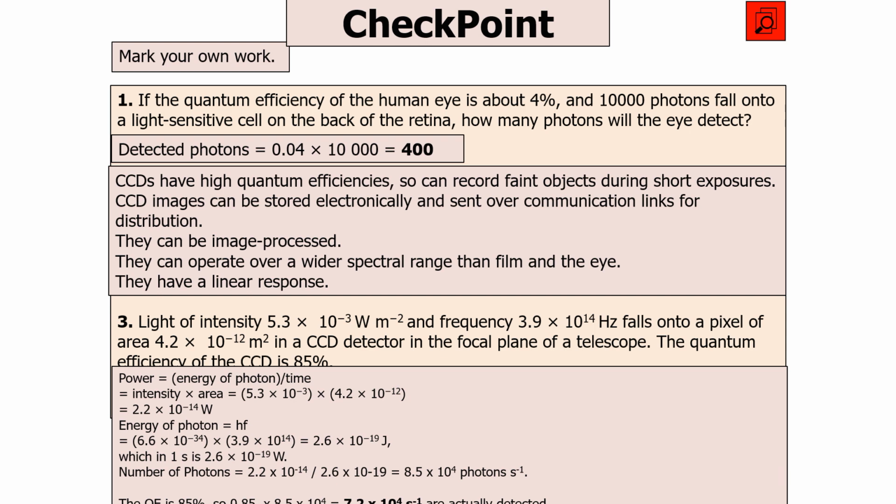So in 1 second, that's 2.6 times 10 to the minus 19 watts, so the number of photons is therefore going to be 2.2 times 10 to the minus 14 over 2.6 times 10 to the minus 19, so that's in 1 second, 8.5 times 10 to the 4 photons. Now, because it's 85% efficient, 0.85 times this value is going to be 7.2 times 10 to the 4 photons detected every second.